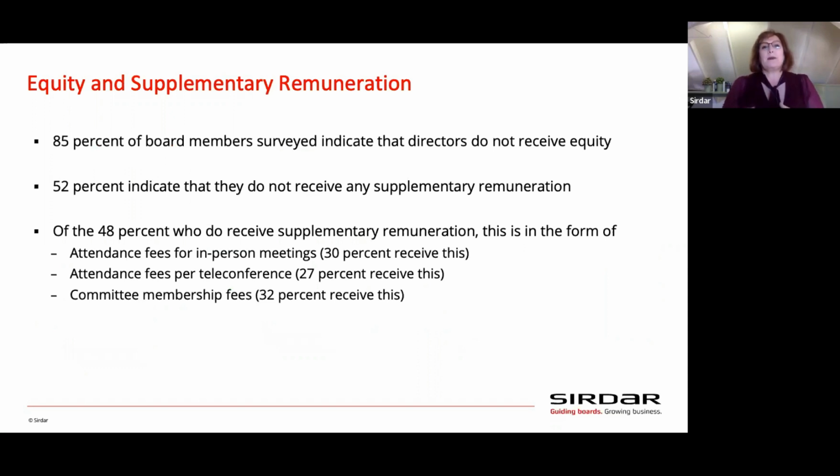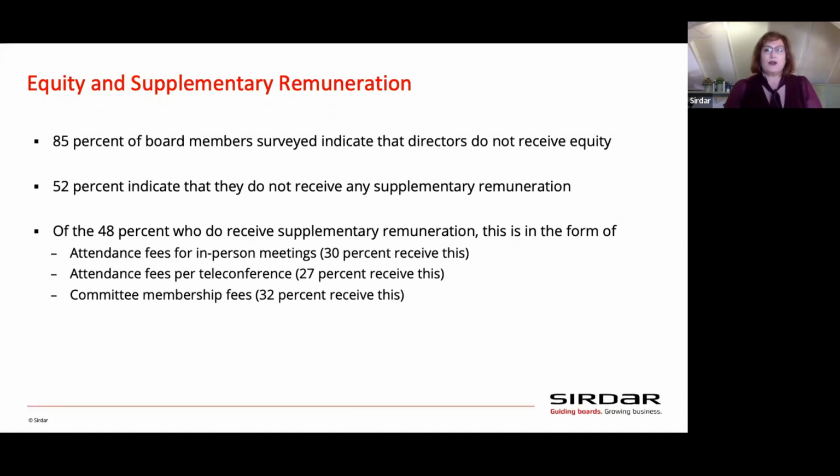Now, equity and supplementary remuneration. I'm really going to touch base on this and just read through what the findings were. Of those surveyed, 85% of board members indicate that they do not receive any equity in any form.